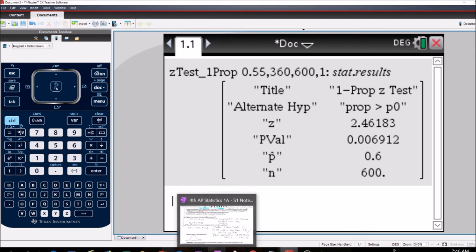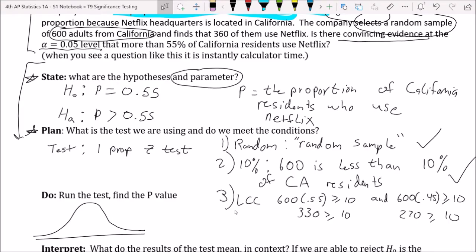So I'm going to come back over and write those down back on my notes over here, back on my question. So they said that z is 2.46, I'm rounding. And they said that p-value is equal to 0.0069.